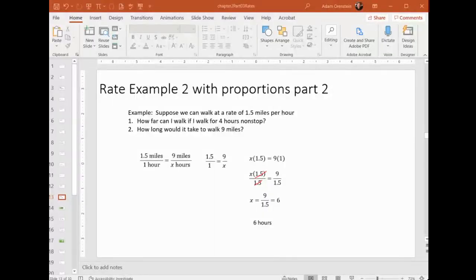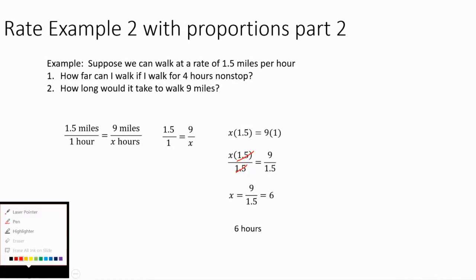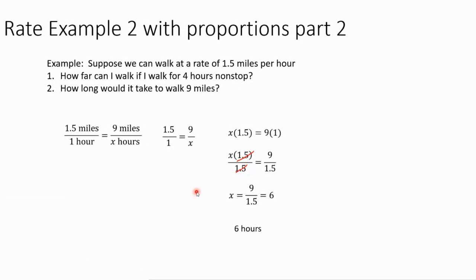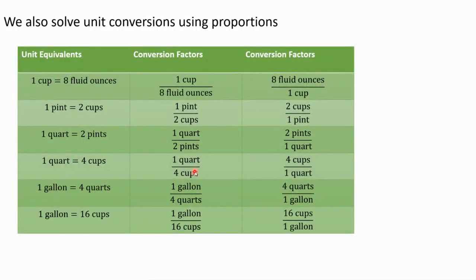We can also use proportions to solve conversions between units within a system, like within the imperial system or within the metric system, and also when we convert from one to the other. I know before what I did was the factor label method, but you can use proportions, mostly because these conversion factors here are actually ratios.